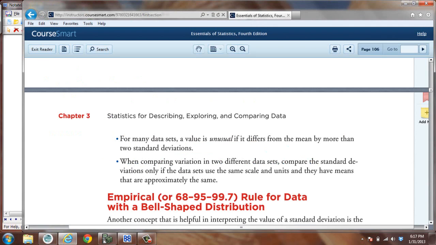And when comparing variation in two data sets, compare the standard deviations only if the data sets use the same scale and the same units, and they have means that are approximately the same. Okay? So if it's like comparing apples and oranges, right? You want to make sure that your data has the same scale, the same units, and relatively the same mean. Then you can compare the standard deviations to talk about spread.